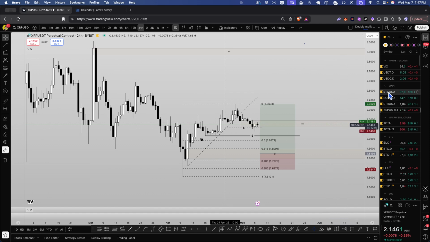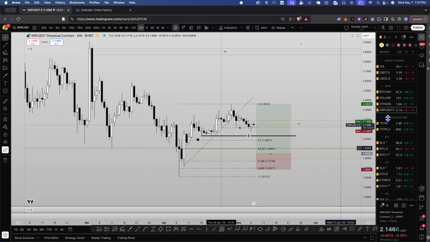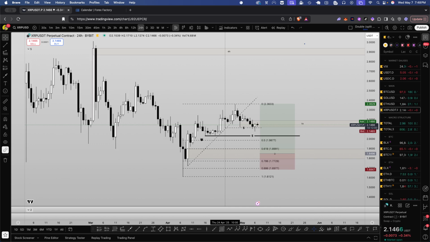Okay, big fours are out of the way, which means now we can have a bit of a look-see at what is going to be next, potentially.